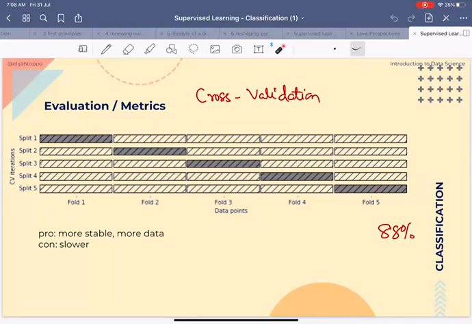One con could be that this is slower. The reason it is slower is because you have to run the 5-fold evaluation, so you have to run these iterations 5 times. For 10-fold evaluation, it will be 10 times, and so on. So as you increase the number of folds, your model will take more time for cross validation.